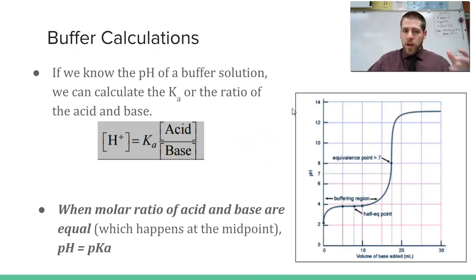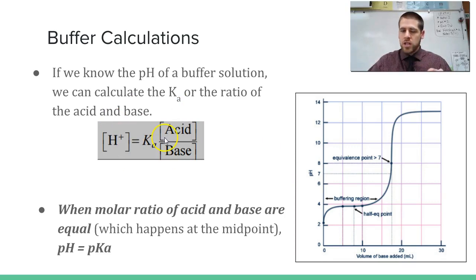Now, when that molar ratio is equal to 1, look at this equation here for a second. When your acid and your base are equal concentrations, this ratio would be 1, which means that the H+ would be equal to the Ka, which means if you were to take the negative log of both of those, then the pH is equal to the pKa, and that's basically what's happening at the midpoint of a titration, assuming that there's a weak acid in there. You'd have to have a weak acid or a weak base.